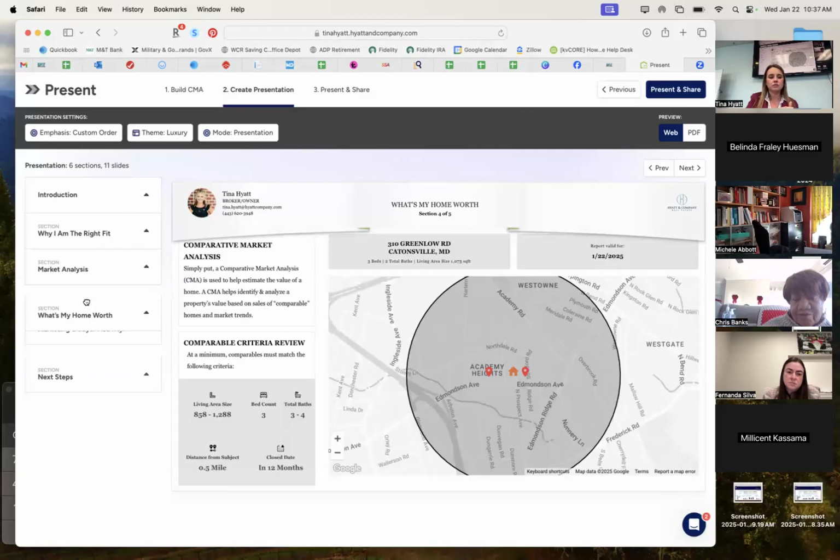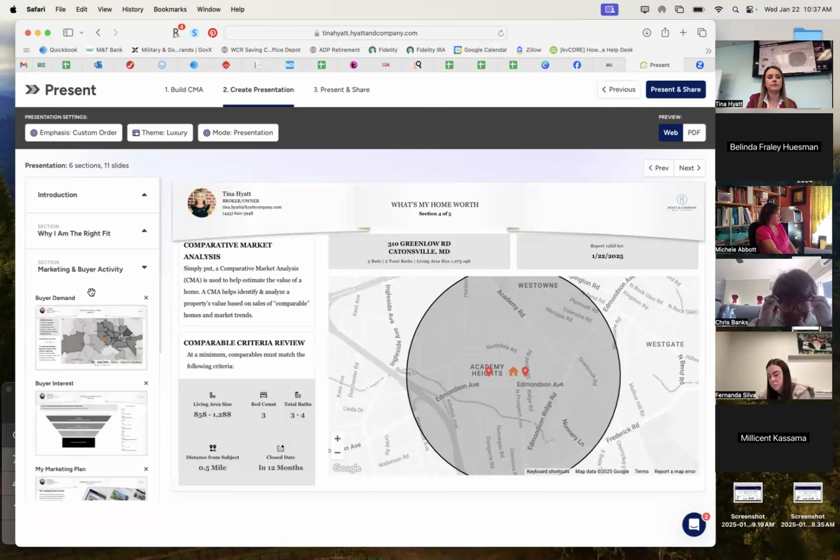So notice over here on the right, I can actually click and hold down my mouse, and I can drag these sections of my CMA to wherever I want to put them. So if it put your What Is My Home Worth up here all the way at the top like it did mine, I'm going to move it all the way down here to where I want it. And then marketing and buyer activity, I'm going to move that up, right?